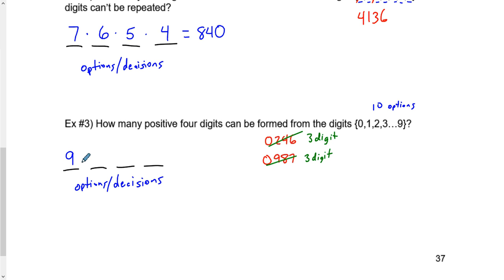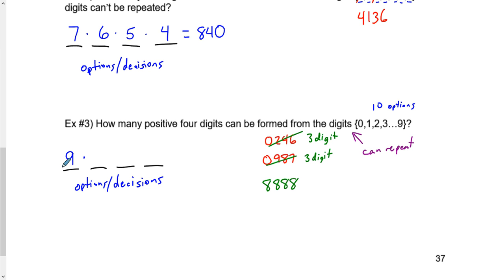After that, it doesn't matter. It doesn't say anything about repeating. So obviously, we can repeat. We can have the number 8,888 because it's a 4-digit number and it's positive. It doesn't say that we can't repeat our digits.